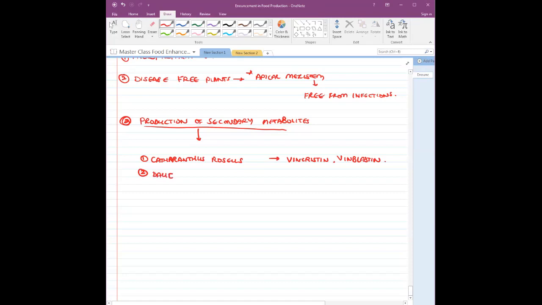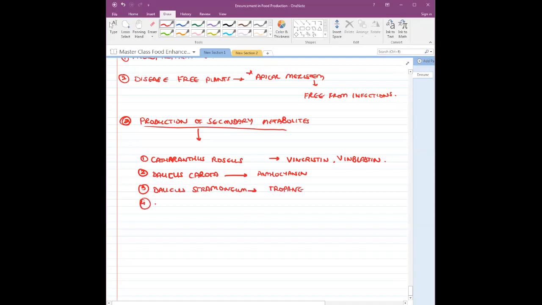Okay, second thing, guys, we are going to have Daucus carota. Now guys, what is this Daucus carota? Daucus carota is nothing but your carrot. This is going to give us anthocyanin. Third thing, we have Datura stramonium. This is going to give us your tropane.